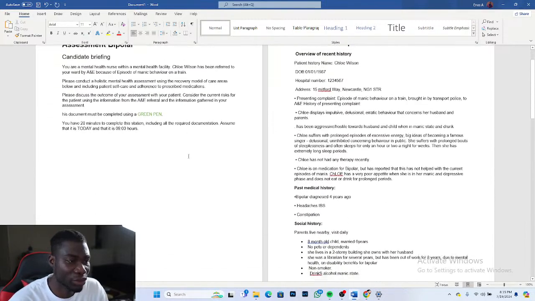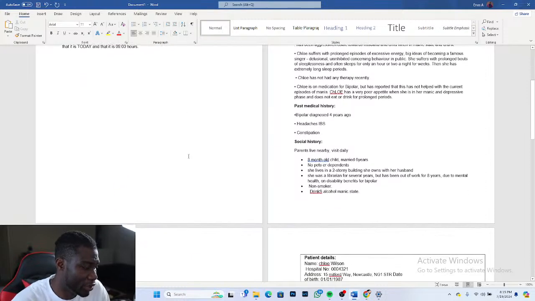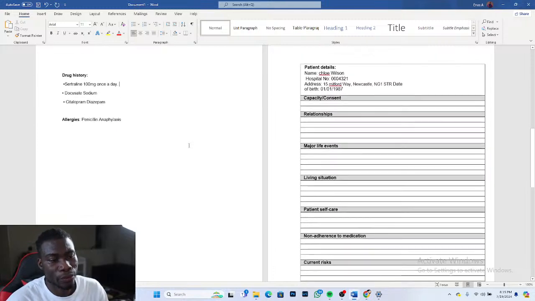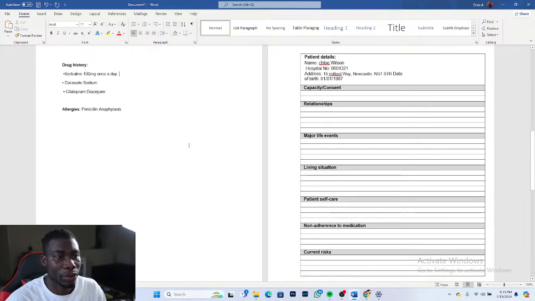Remember, this patient is already on admission at the hospital. So what are you going to do? So, as usual, I've always spoken about our initial checks. In any of the stations, when you are going to start, you have to do your initial checks. So the assumption here is that the patient is already on a ward. So what do you do?